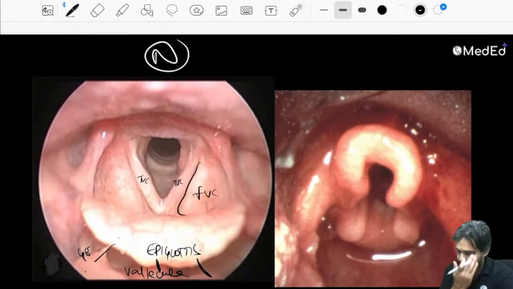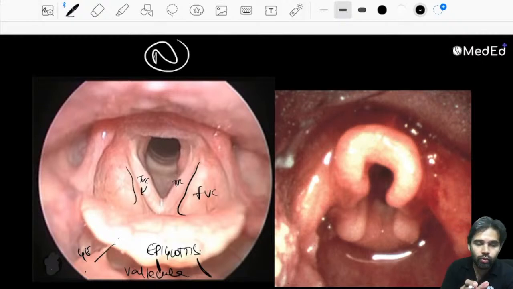This is what is very hard for many students, and there is actually a gap between these two. True vocal cord and false vocal cord have a gap called the ventricle, and from there only the laryngocele comes, like Pratibha is saying. But this is not an image of laryngocele. I will show you an image of laryngocele in the next slide.